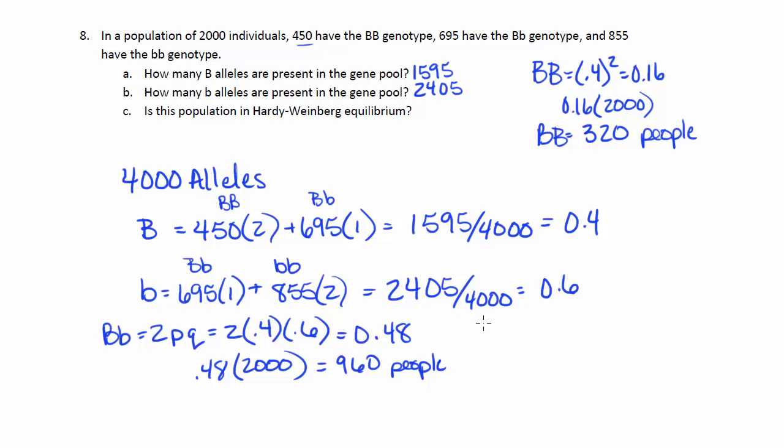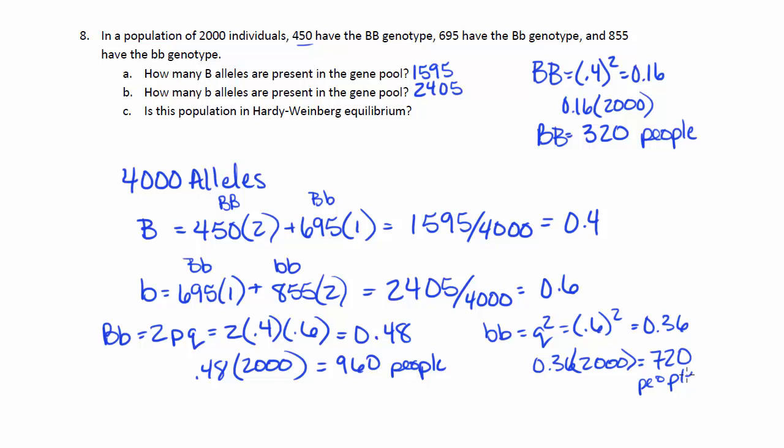And then if we looked at the little b, this is going to be q squared, or in other words, 0.6 squared. And so 0.6 squared is equal to 0.36, and 0.36 times 2,000 equals 720. So 720 people we would expect to be little b. So these numbers that we've calculated really don't match the numbers that we do happen to have in our population. So is the population in Hardy-Weinberg equilibrium? No, it is not.